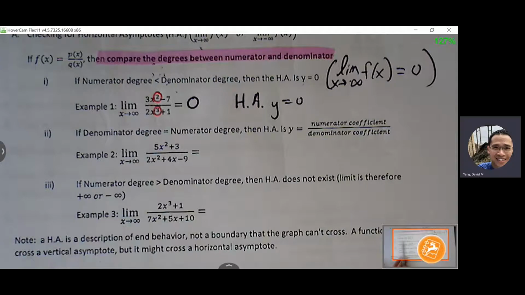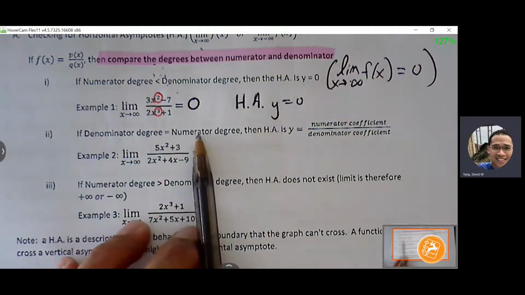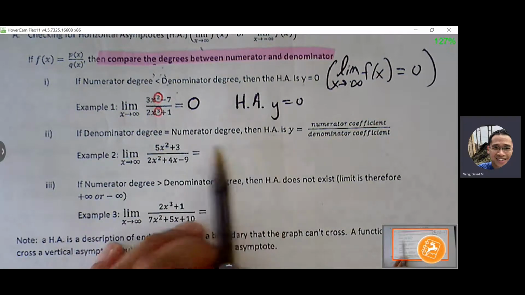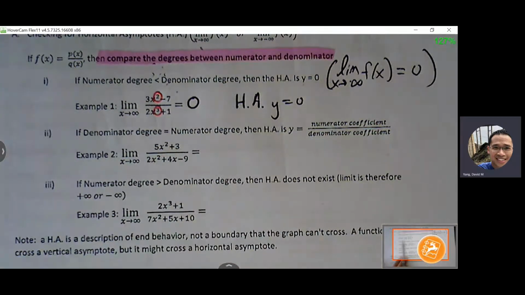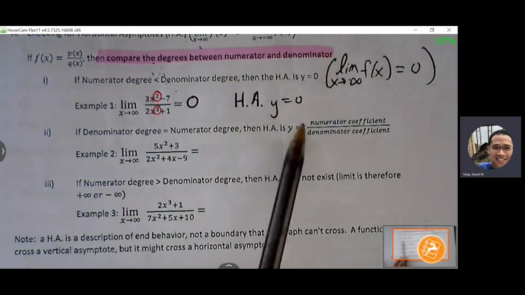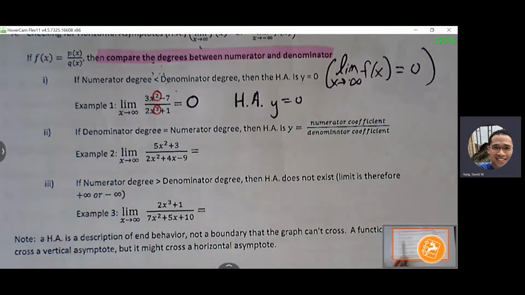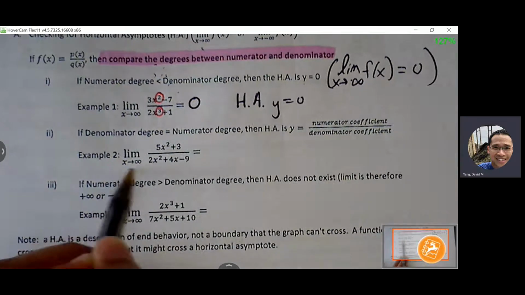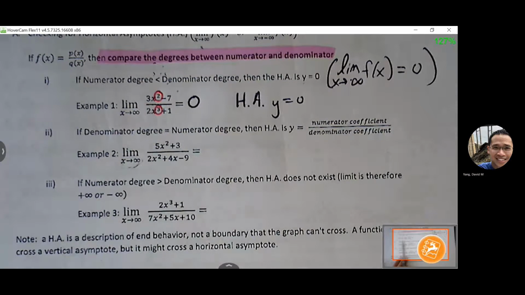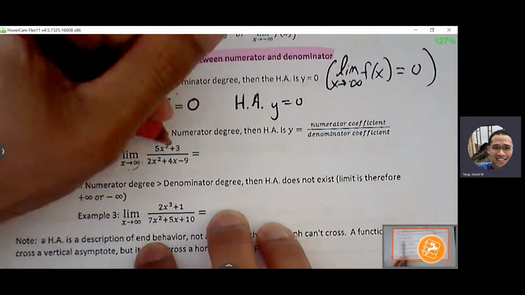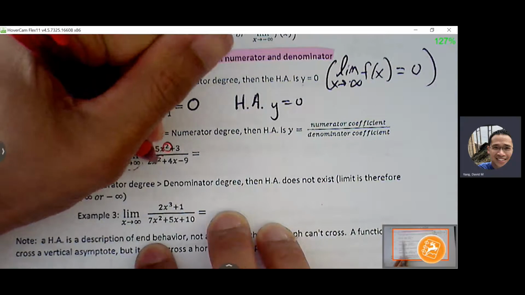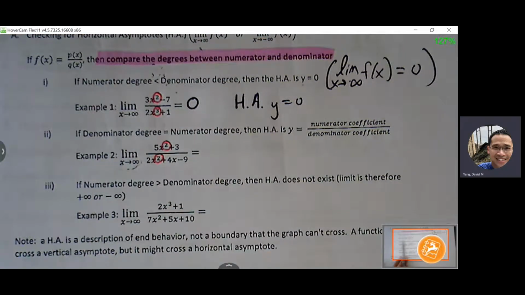Okay, second scenario. If the denominator degree is equal to the numerator degree, then they're basically moving at the same rate. And that ratio is going to tell us where that asymptote is going to be. So if we look at example 2 here, infinity, we know we've got to compare degrees. That infinity is telling us to do that. So what's the degree of the numerator? 2. Denominator is also 2. Now, they may not always be in order. If something is out of order, you've got to look at every term and find that highest exponent.